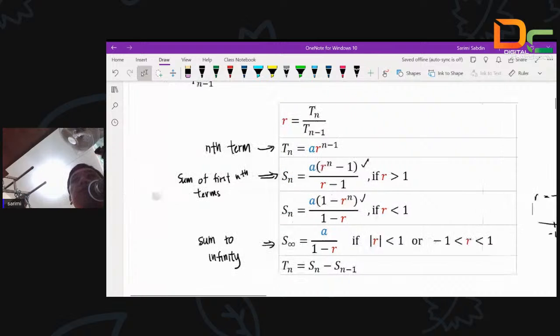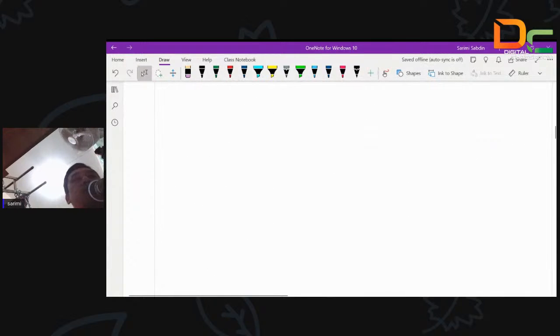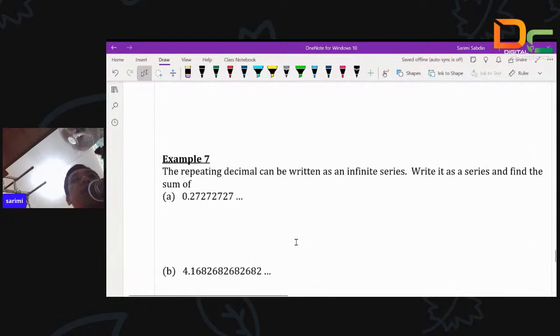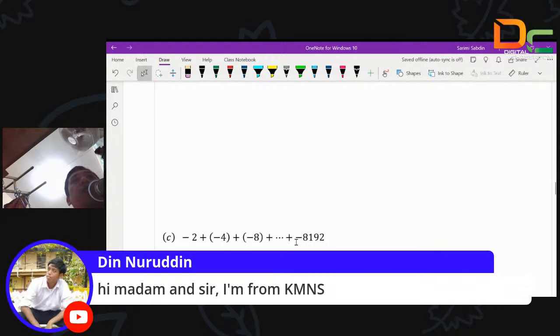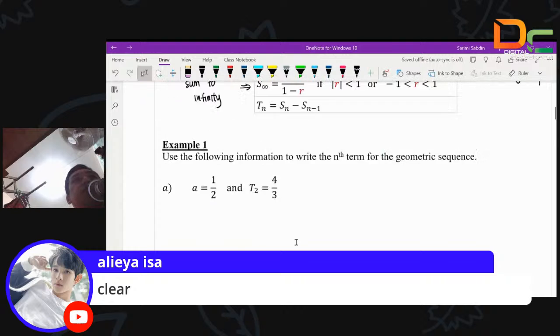Alright, so for today we're going to discuss how many examples do we have here? 1, 2, 3, 4, 5, 6, 7. We have 7 examples here, which should be enough for today. So we look at the first question, the first example.